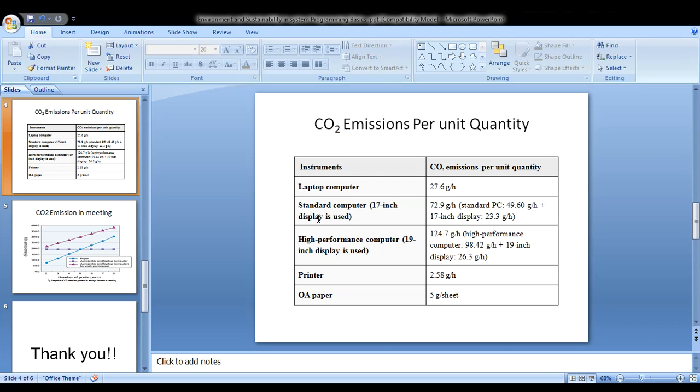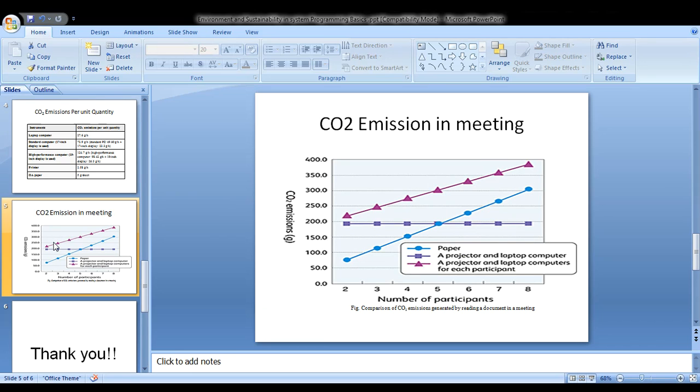So these are the devices we use in any corporate meeting or academic meeting. At that time, we also noted some evaluations about the CO2. That evaluation is the CO2 emissions in a meeting. From this graph, we can learn the number of participants versus CO2 emissions.